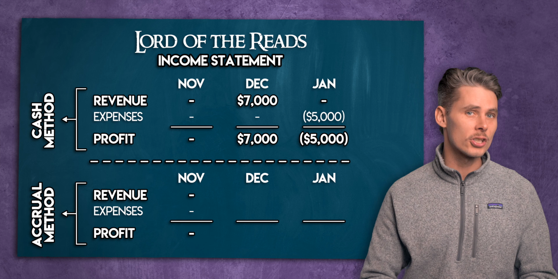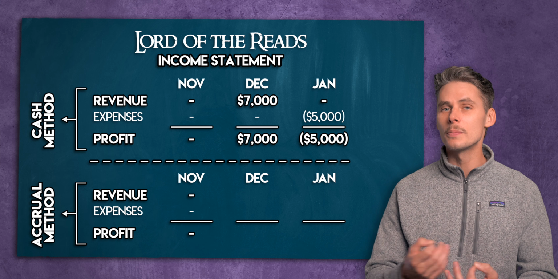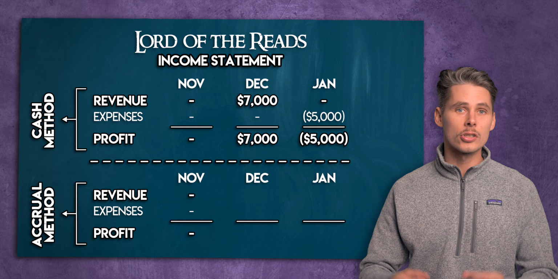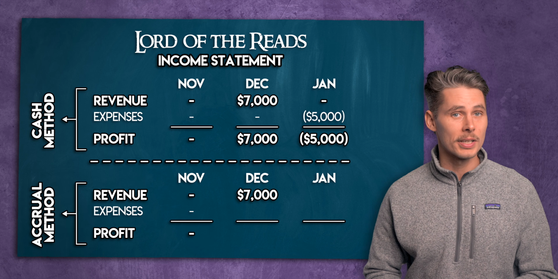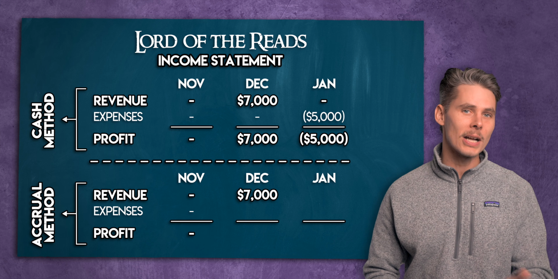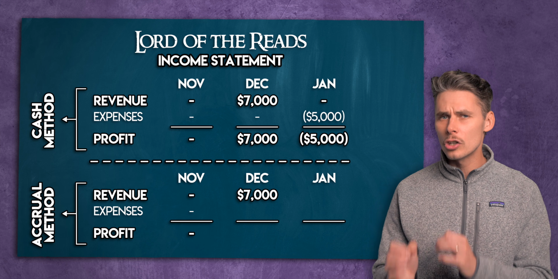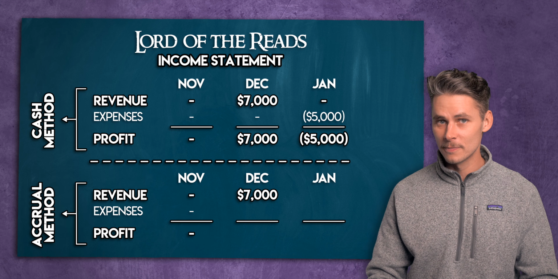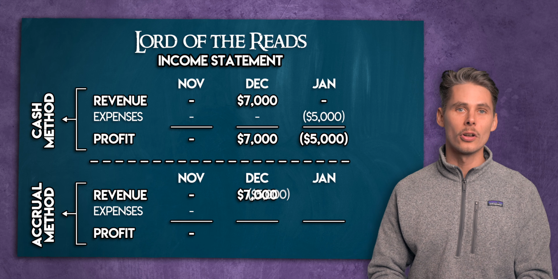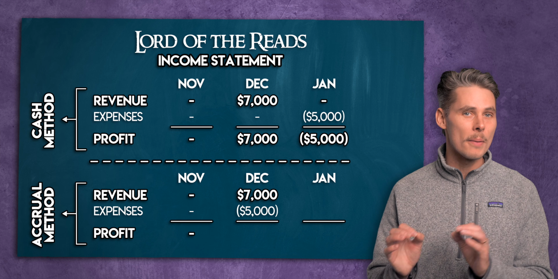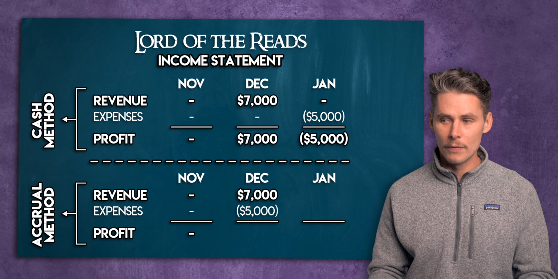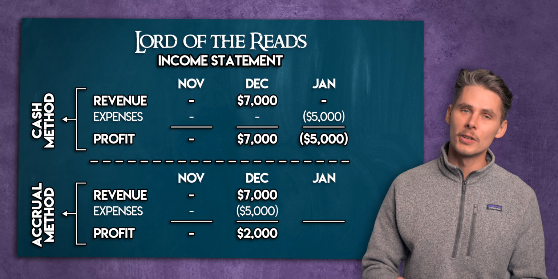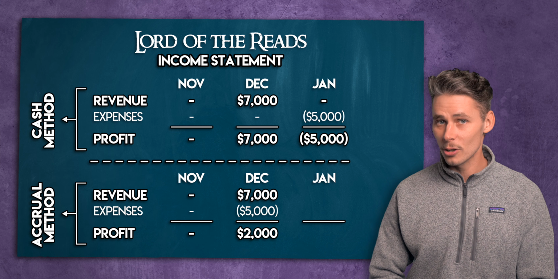Then in December, we sell all the books for $7,000. The revenue recognition principle tells us that revenue should be recorded as it's earned. Well, we delivered those books, so we record the $7,000 in revenue. And the matching principle says that expenses should be recorded in the same period as the revenue they help generate. So we match the $5,000 cost of those books to the same month that they were sold. Revenue, $7,000, expenses, $5,000, profit for December is $2,000.